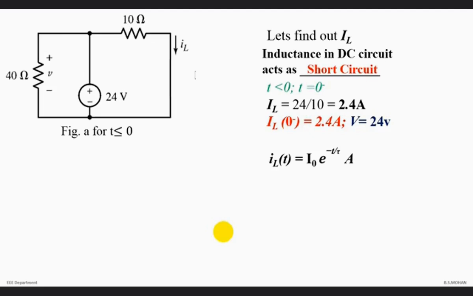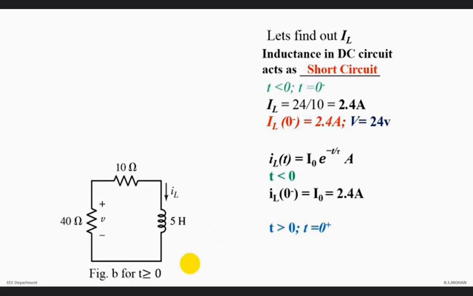What is I naught? The value of current through the inductance before the switching action. That value of current is 2.4 amperes, and that's the only reason why we've already solved for IL of 0 minus. So IL of 0 minus is nothing but I naught, that's 2.4 amperes. Now let's solve for t greater than 0, that is t equals 0 plus. So as known, for t greater than 0 or t equal to 0 plus, the switch has come into action. That is, the switch is opened, thus we have a source free circuit.